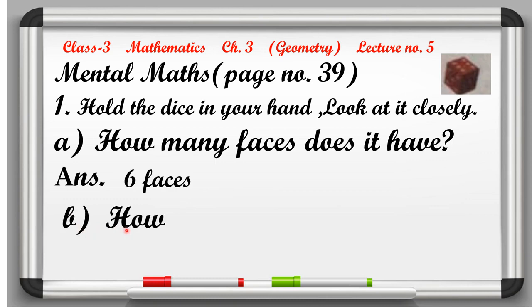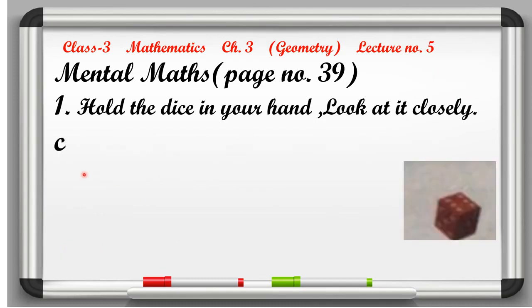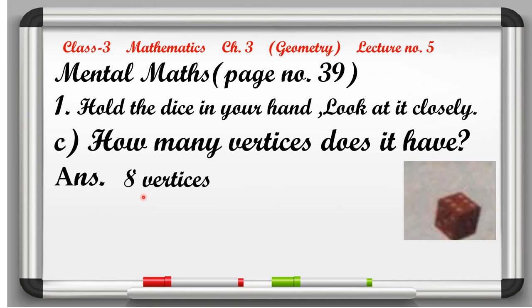Now B. How many edges does it have? So how many edges does a dice or a cube have? That is 12 edges. So here we will write 12 edges. Okay. Now the next question is in C part. How many vertices does it have? So in a cube or in a dice there are 8 vertices. Okay. 4 at the top side and 4 at the lower side. Okay. So there are 8 vertices.